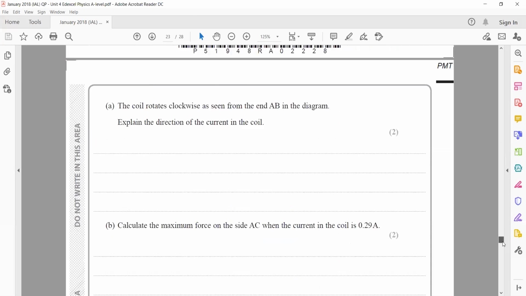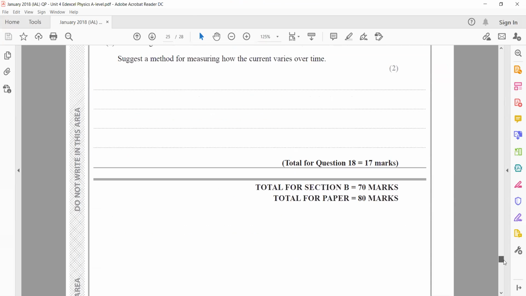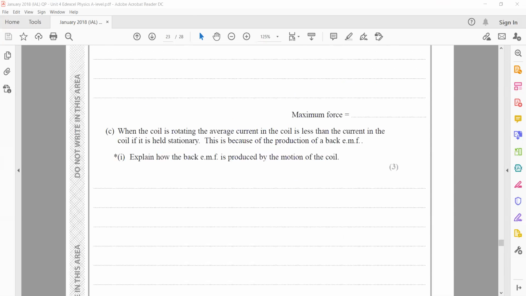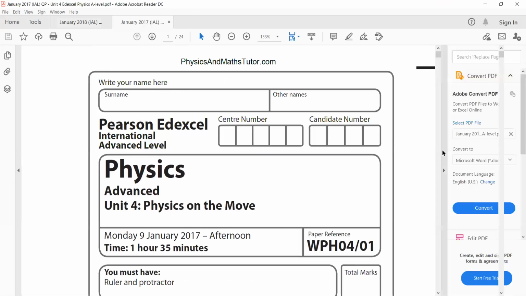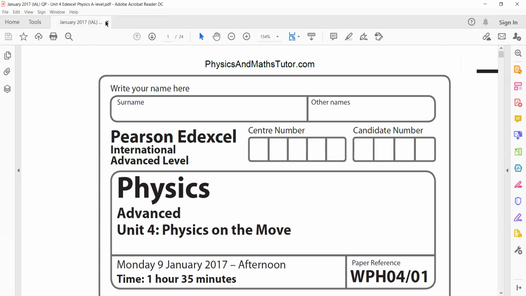This is about electromagnetic induction and magnetism. Another paper. This is January 2017 paper.